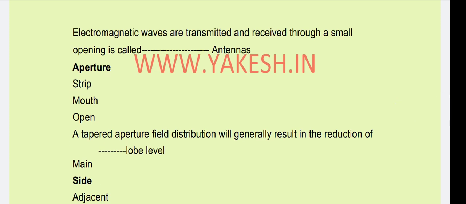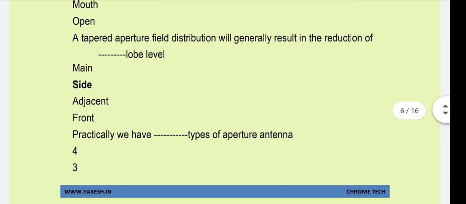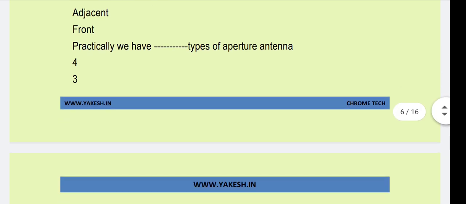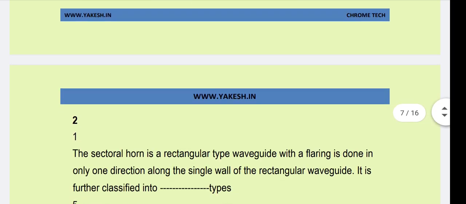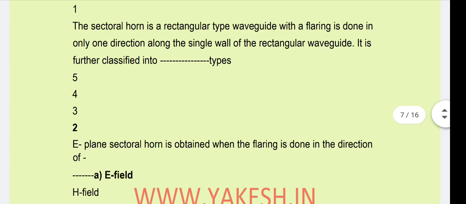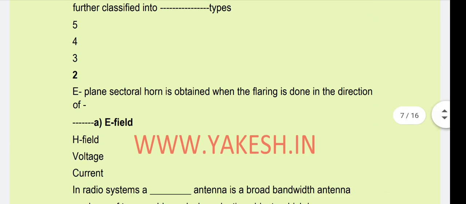Electromagnetic waves transmitted and received through a small opening is called an aperture antenna. The tapered aperture field distribution will generally result in reduction of side lobe. Practically, we have two types of aperture antenna. The sectoral horn is a rectangular type waveguide with a flaring done in only one direction along a single wall of the rectangular guide. It is further classified into two types.